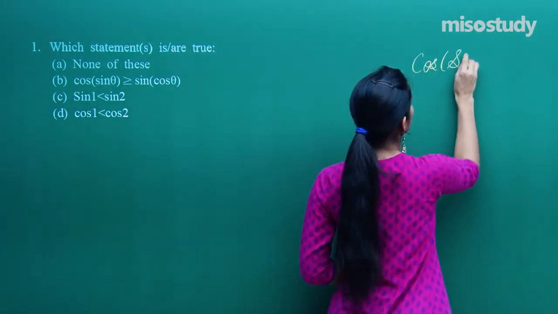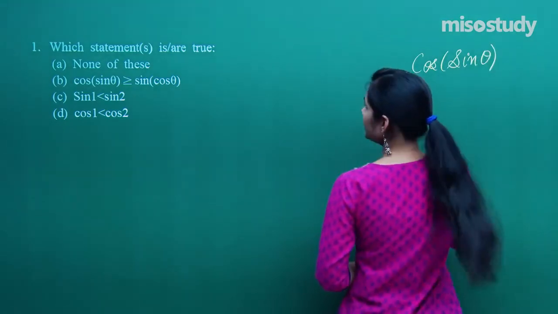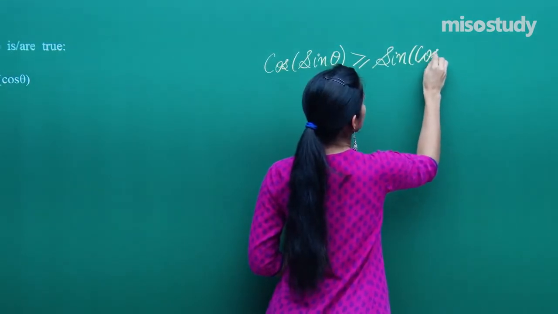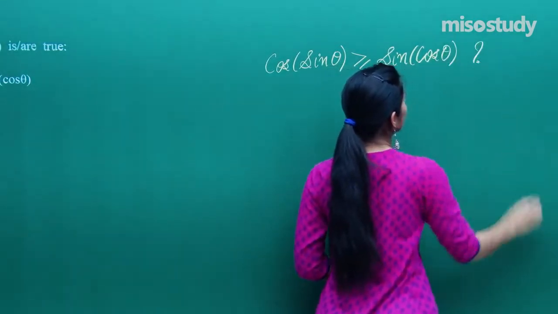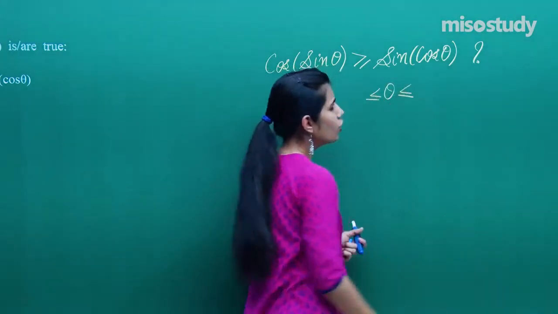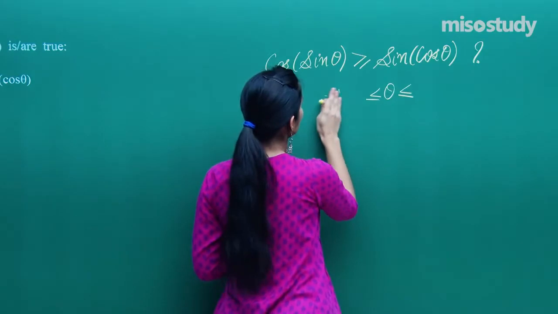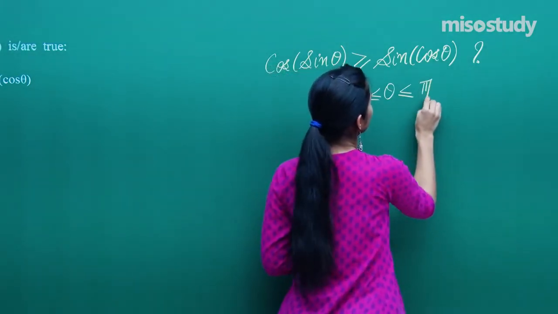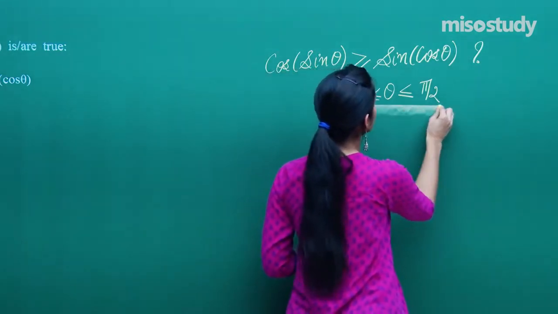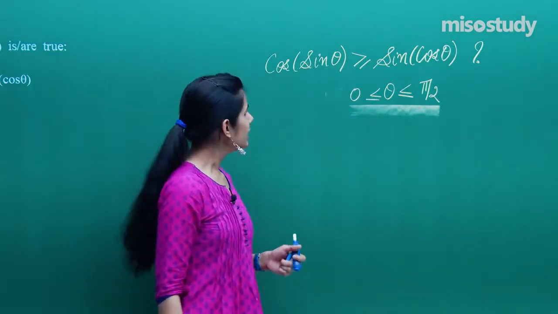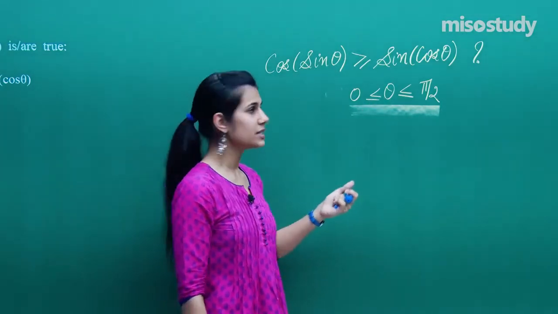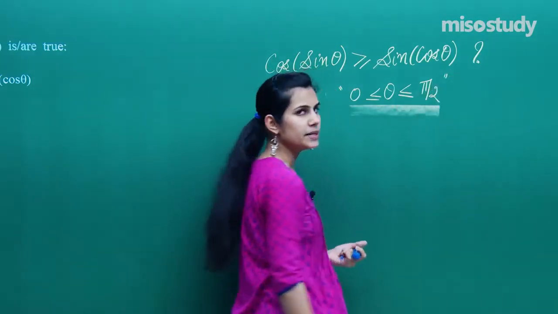Cos of sine theta is greater than or equal to sine of cos theta. Fine. And theta generally is taken in the principal domain only, which is 0 to pi by 2. We can take minus pi by 2 to pi by 2 as well, but generally it will be given to you to be 0 to pi by 2. Now over here, this is what you have to prove, or you have to show whether it is true or false, provided the range of theta is this.